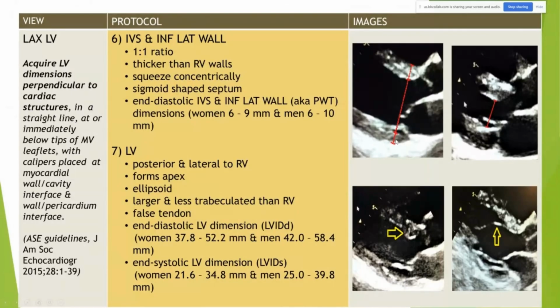They're going to squeeze concentrically, and every once in a while you'll meet somebody that has what we call a sigmoid septum. That's this thing right here. Remember, not everybody is going to have this. So this big arrow that's showing the sigmoid septum, as you get older, you may form the sigmoid septum. You do not want to measure this as part of your interventricular septum measurement.